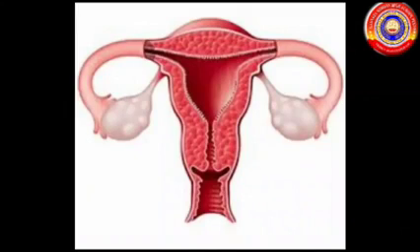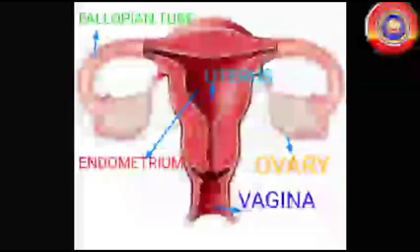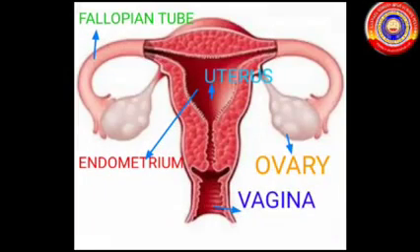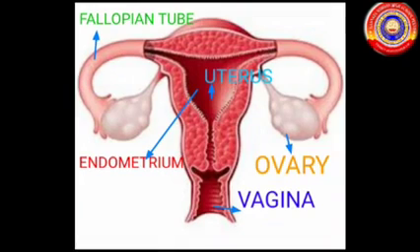Let's look at the female reproductive system. The female reproductive system has 5 parts. They are ovary, fallopian tube, uterus, endometrium, and vagina. First, ovary. The ovary produces ovum and female hormones.